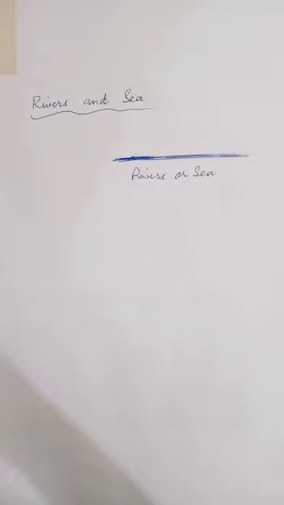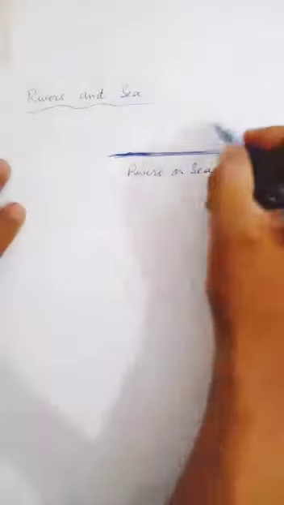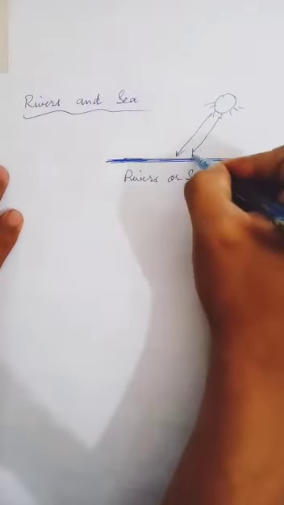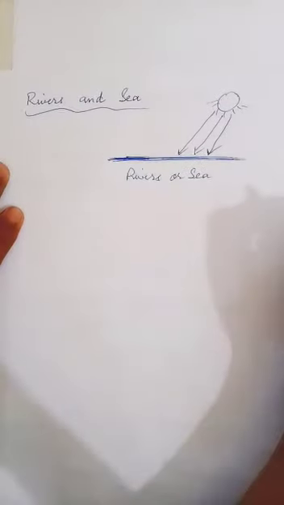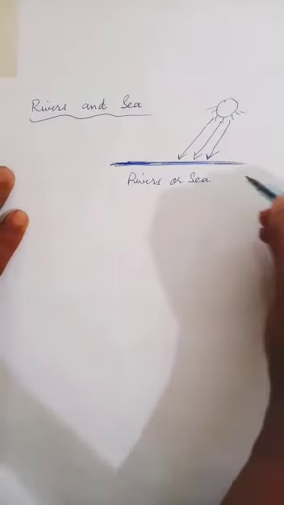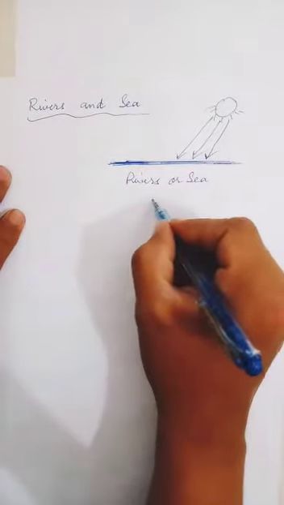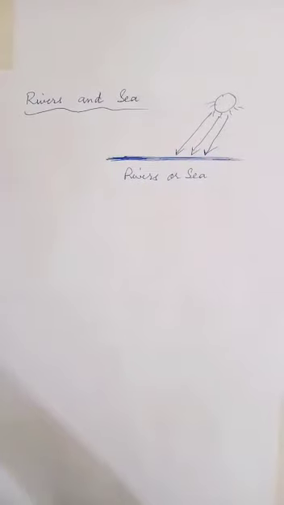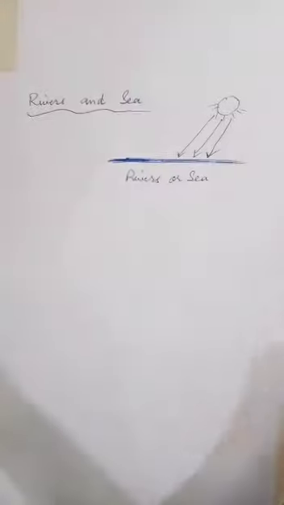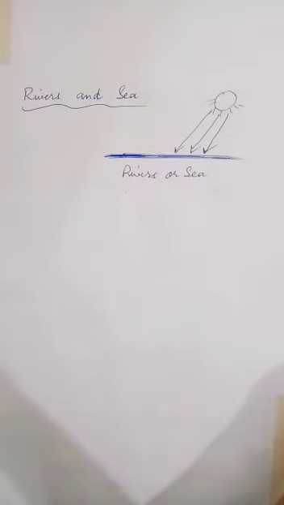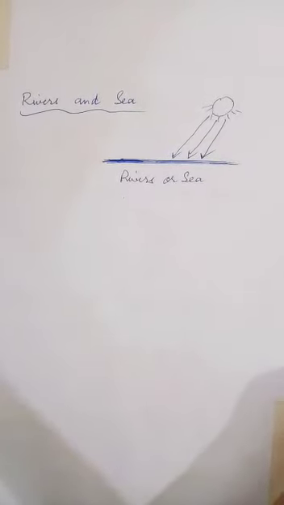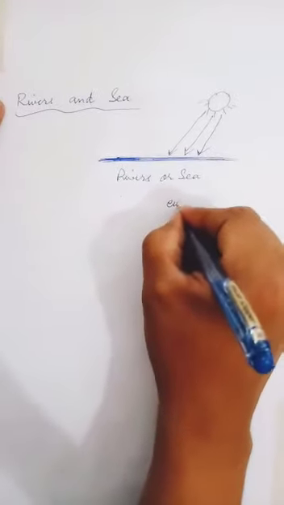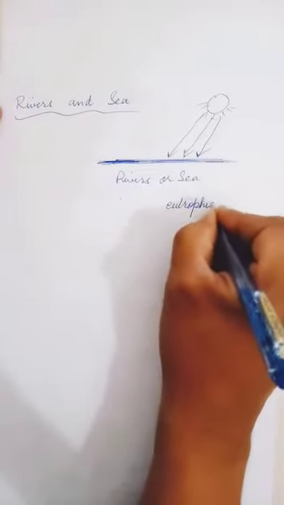Whenever plants grow on the surface of the river or sea, they block the sunlight. For example, this is the sun, and whenever sunlight gets blocked and is unable to reach under the surface, the aquatic life present beneath the water dies. Okay, they die because they are unable to prepare their food by the process of photosynthesis. This process is called eutrophication.